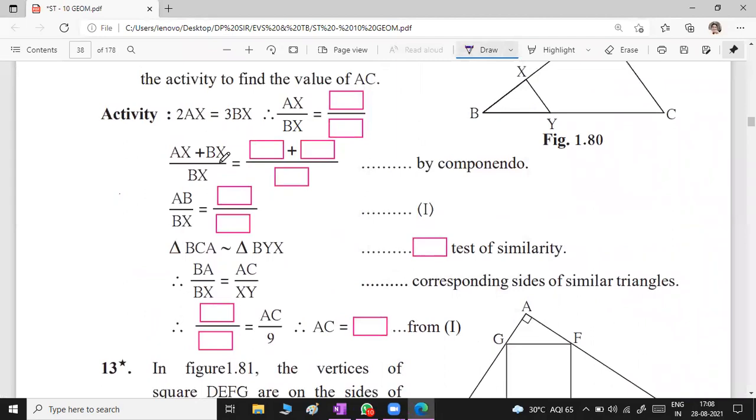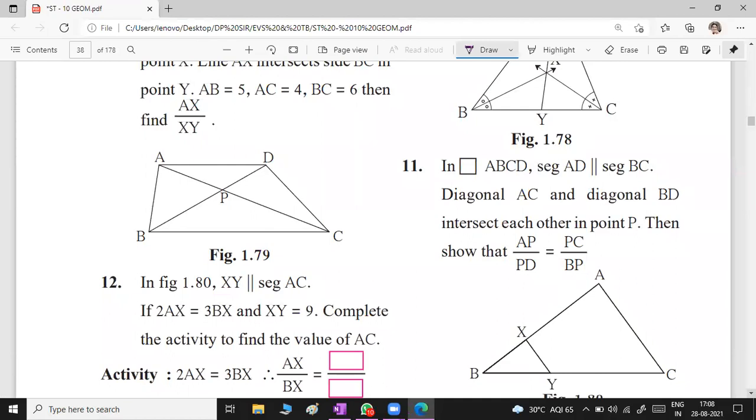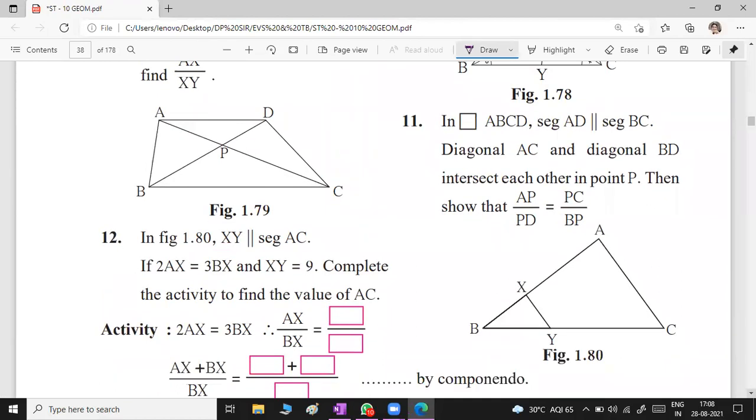Okay, so if you read the question here, xy is parallel to AC. If 2ax is equal to 3bx and xy is equal to 9, then complete the following activity. Find the value of c. So see, activity questions I avoid. ये ratio form में दिया है तो तुमको उसको convert करना है.